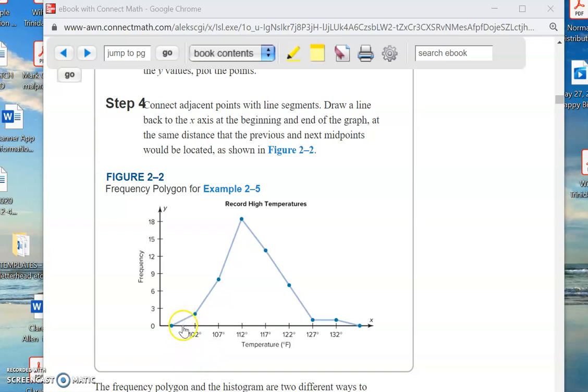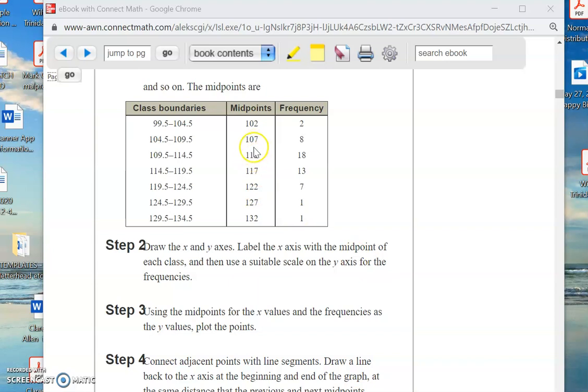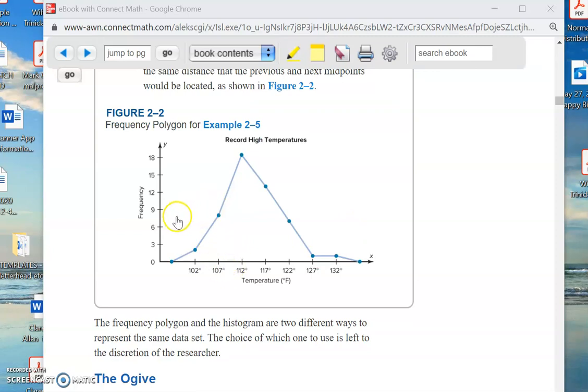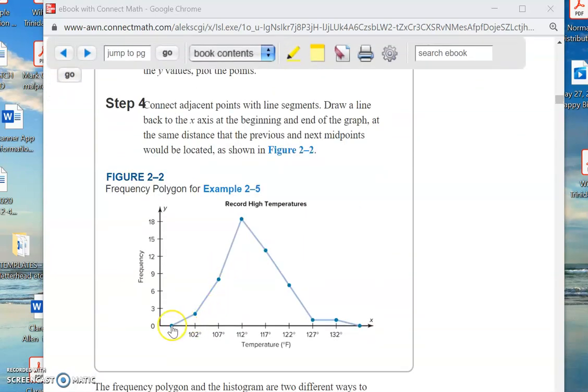Now, the x-axis is the midpoint. What's the y-axis? Again, it's the frequency, how often does it occur. So for 107, it occurs 8 times. For 112, it was 18 times. There it is, exactly like we have up here. So those are the points. You plot those points on your graph paper, and then you draw a little line segment between the points.